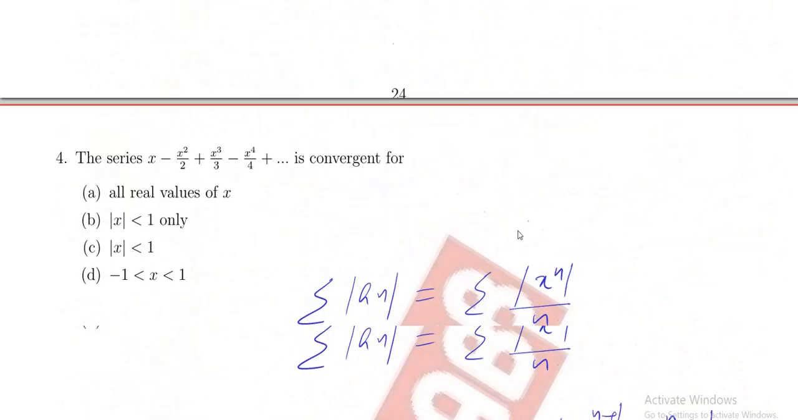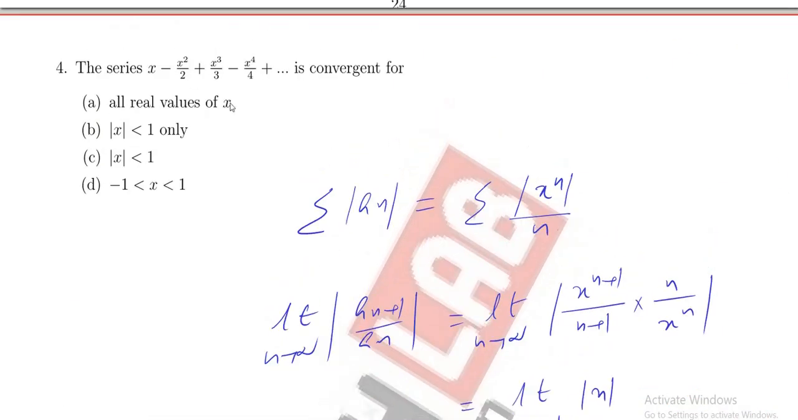And see question number 4. An alternating series is given and there is an x here. So it looks like x to the power n by n, right? So you check for the absolute convergence. You take the modulus of that and it becomes a positive term series, and you check the absolute convergence. Since we have x to the power n by n, it's always better to use the ratio test.